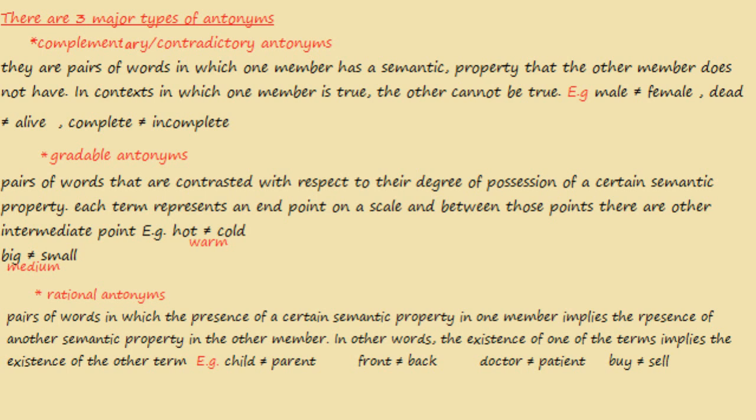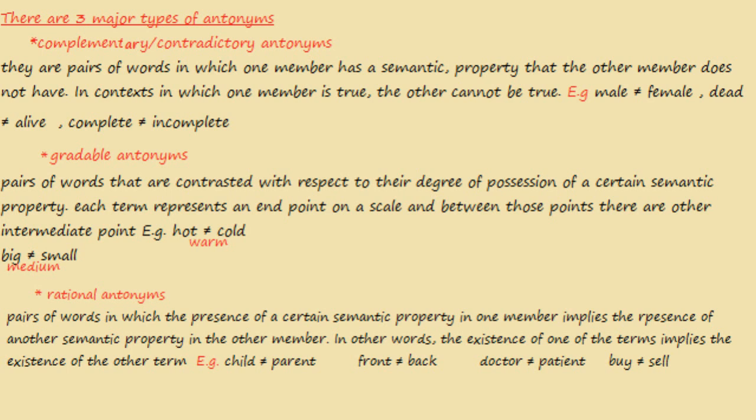So, for example, both of them are human. Both of them are, let's say, animate, alive, but they do not share the same. They are different in one feature, which is found, for example, in male, but cannot be found in female. So they are antonyms, and we say that they are complementary antonyms.